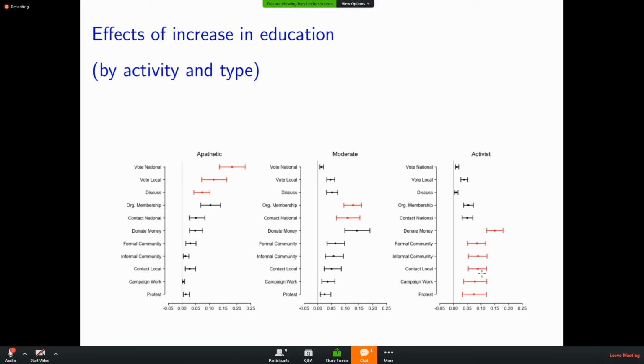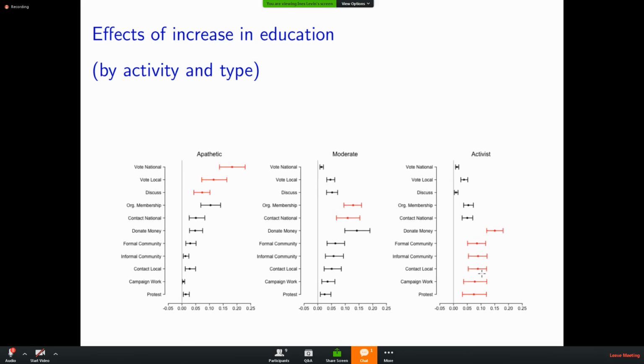So, for instance, in the case of activists, these are people for whom, when it comes to voting in national elections, voting in local elections, and engaging in political discussion, the estimates of the intercept tend to be very large. Okay? So if we consider the average level of the individual attributes included in X, these people are going to be predicted to perform these activities very frequently. So you saw that before when I showed you the bar plot with baseline participation probabilities for each type.